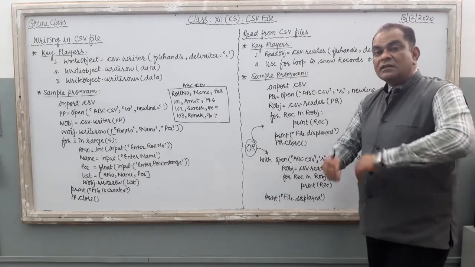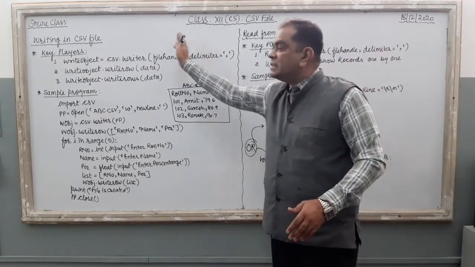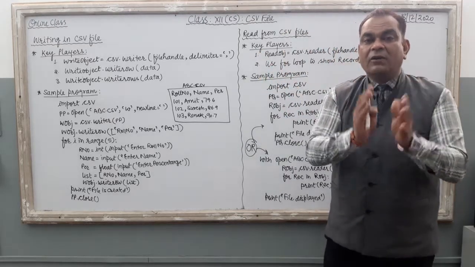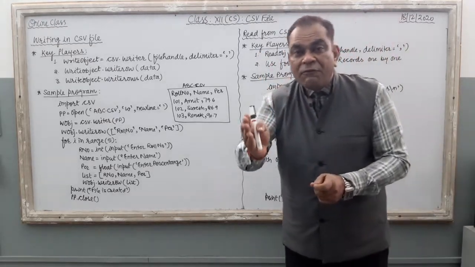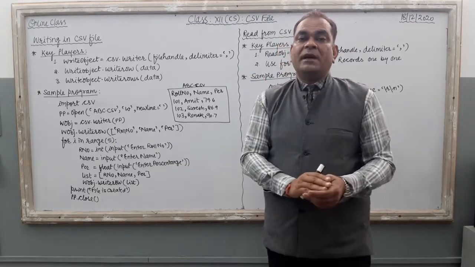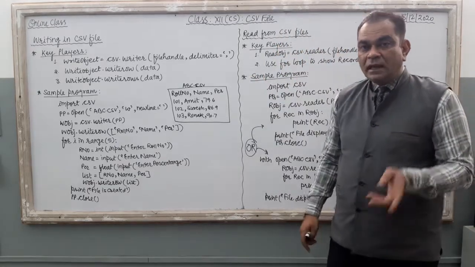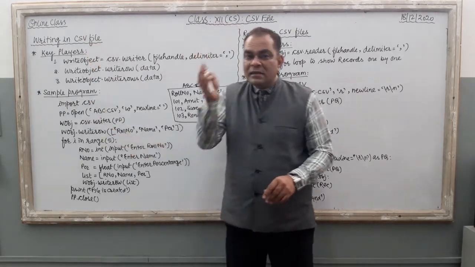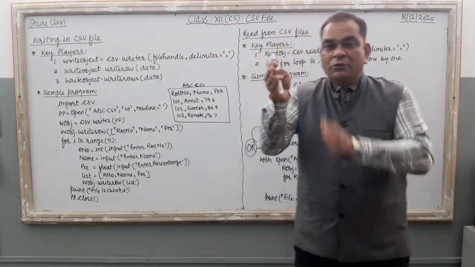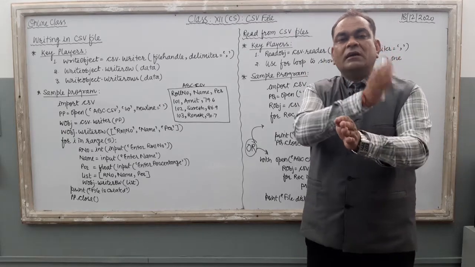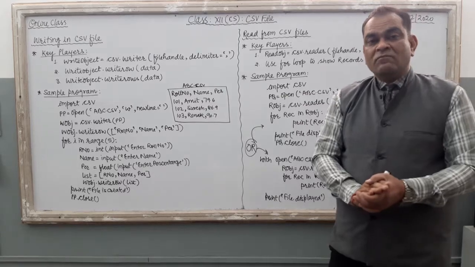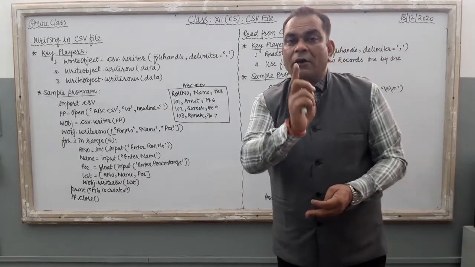Now very first, let us take a fast revision. What is a CSV file? A CSV file is just like a text file only, where different values are separated by comma. The full form of CSV is comma separated value, meaning the individual value, then comma, then second value, comma, third value, then comma. This file looks like this one. Different values are separated by comma only.